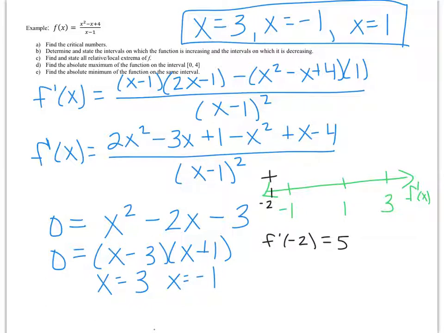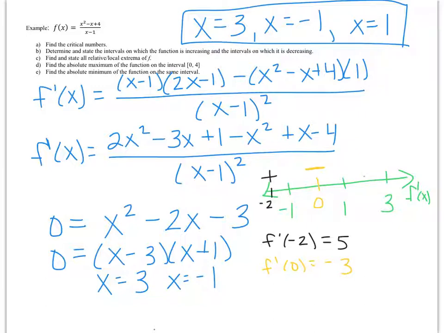Then I'm going to check something in between. So between -1 and 1, let's try 0. So I'm finding f prime of 0. So 0 squared minus 2 times 0 minus 3 is -3. So I know it's negative here.